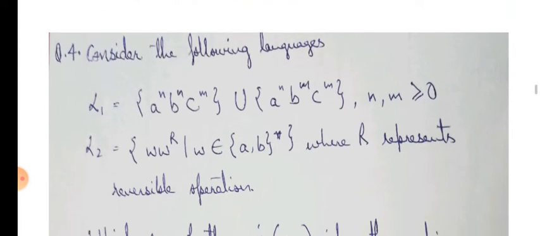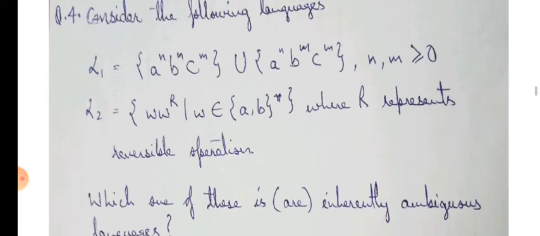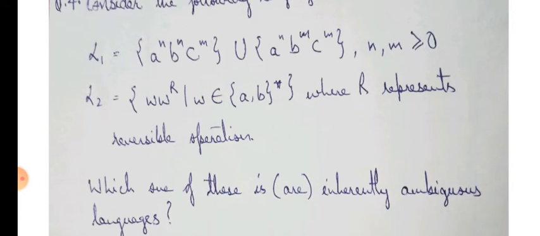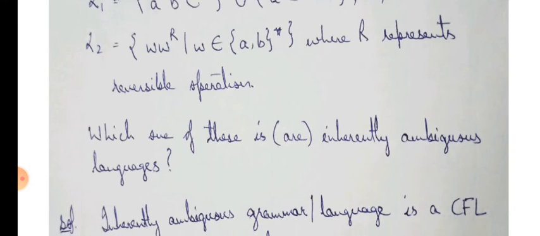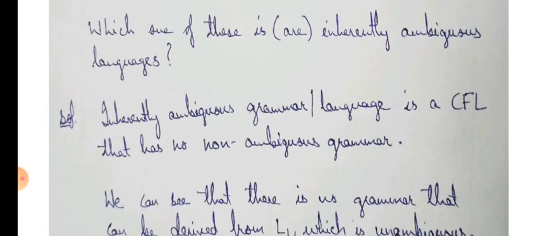Consider the following languages. L1 is equal to a raised to power n, b raised to power n, c raised to power n, union a raised to power n, b raised to power m, c raised to power m, with n, m greater than or equal to 0. L2 is equal to w w raised to power r, on the set of alphabets a, b, where r represents the reversal operation. Which of these are inherently ambiguous languages?